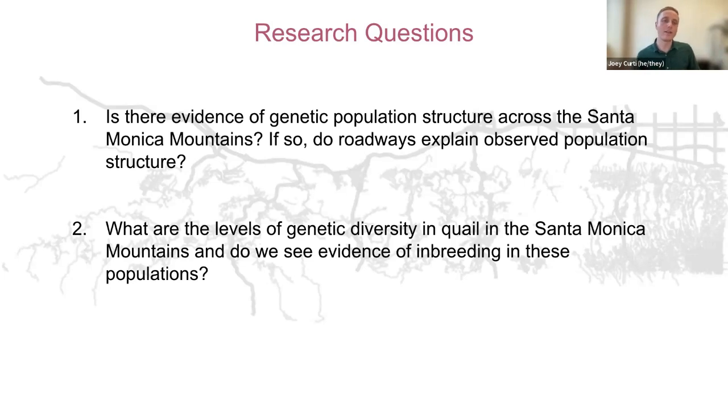And our second question is, what are the levels of genetic diversity in quail in the Santa Monica Mountains, and do we see evidence of inbreeding in these populations? And again, we can think of the previous slide where you have that population that is bounded by roadways and is unable to migrate. It's likely that these birds then will end up reproducing with individuals that they're closely related to, and this inbreeding can have really drastic consequences on the health and well-being of these animals. And so we want to see if there are signs using genomic data.